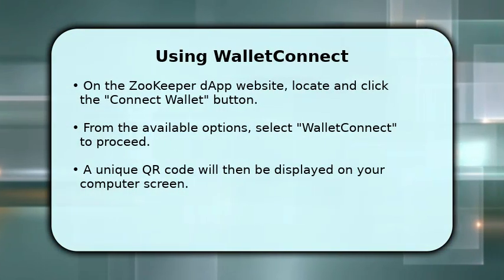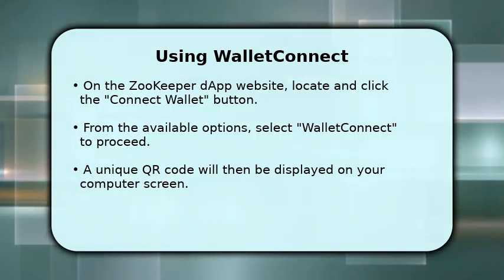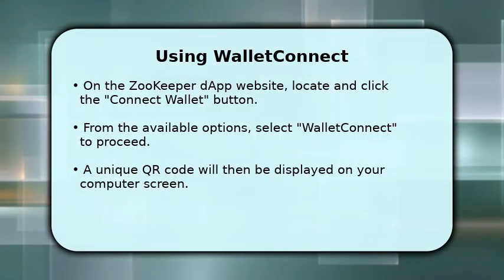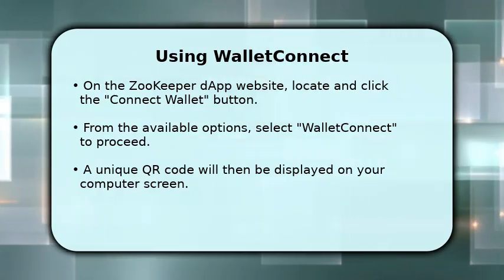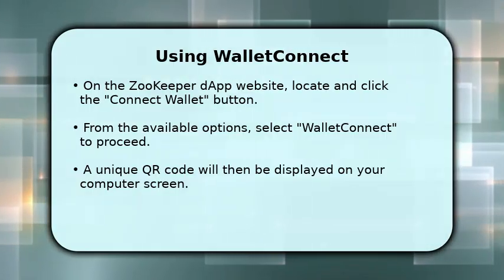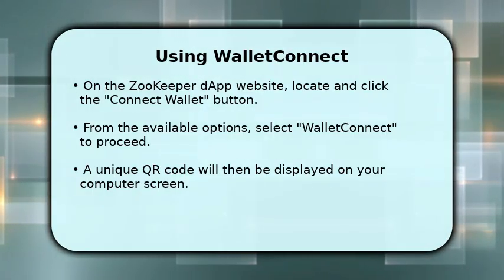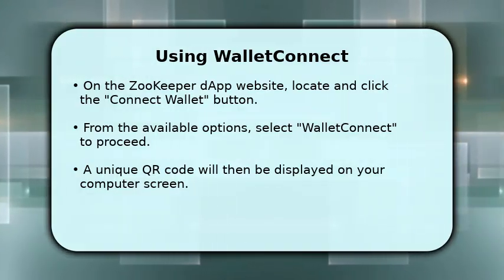Once you are on the Zookeeper DApp website, look for the Connect Wallet button, typically found in the upper right corner. Click on this button to reveal a list of connection methods. You will then need to select Wallet Connect from these options. After choosing Wallet Connect, your computer screen will display a unique QR code. This code is essential for linking your mobile wallet to the DApp.